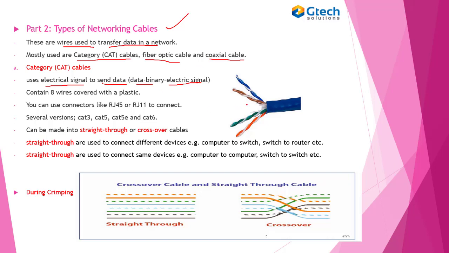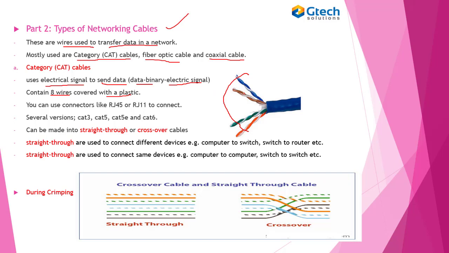Then the CAT cable contains 8 wires covered with plastic. As you can see, they are twisted. Though there are 8 wires, they are twisted into 4 pairs. Each pair contains 2 cables. Okay, 4 pairs, 8 cables.